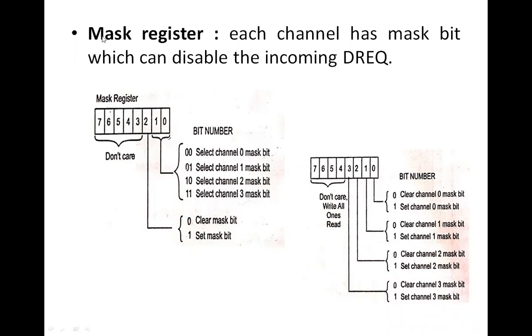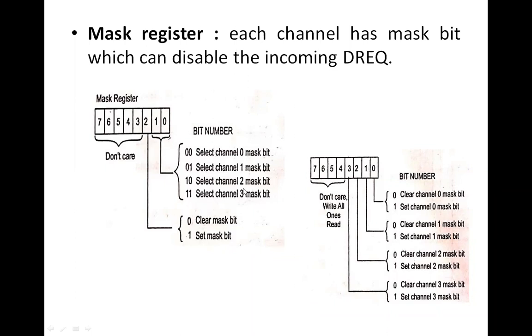Now the bit pattern of the mask register has been shown here. This is the bit pattern of how it is being selected: bit numbers 0 and 1, and bit number 2 is going to give the information about the masking of the bit. If it is 0, clear mask bit. If it is 1, it means the bit is being set, depending upon the channel selected through bit number 0 and bit number 1.